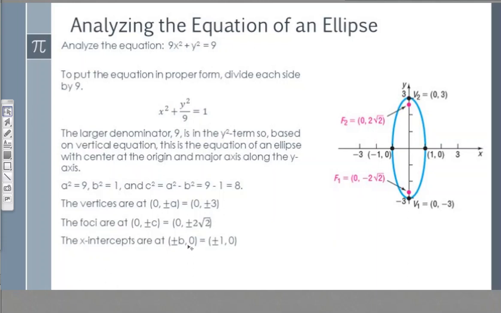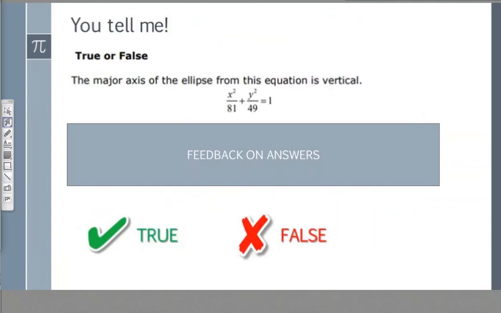And then this one didn't tell us to graph it, that's why I just left the graph up here. But you can see with all those points plotted out and how you can tell then that, yep, it's a vertical ellipse. Okay, so pause just a minute, look at this, and decide if it's true or false. The major axis of the ellipse from this equation is vertical.